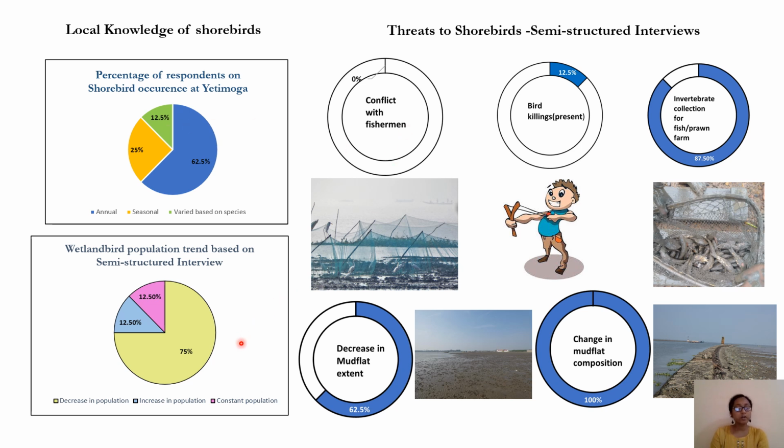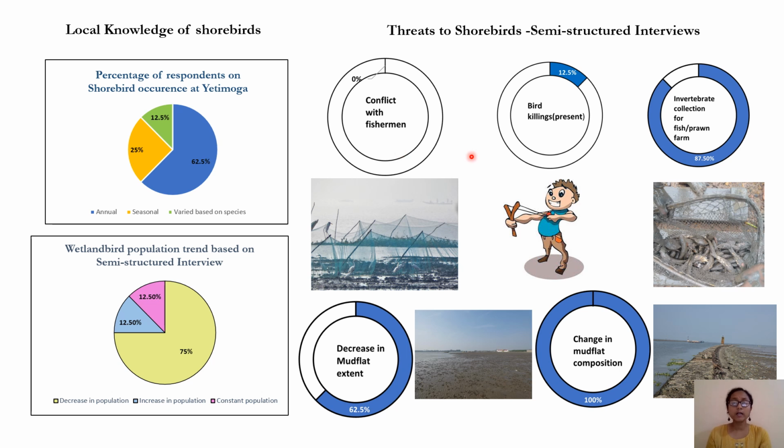And when talking about the wetland bird population trend, 75% of people believed that there is a decline in the population, whereas 12.5% believe that there is not any significant change, and 12.5% believe that there is an increase in the wetland bird population. And the term wetland bird is used because sometimes these fishermen confuse waders with other wetland birds.